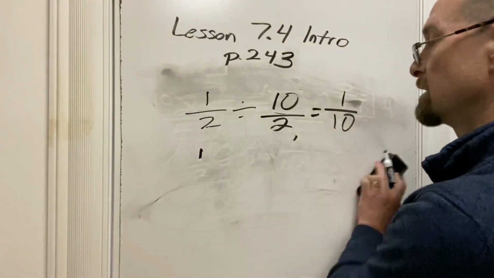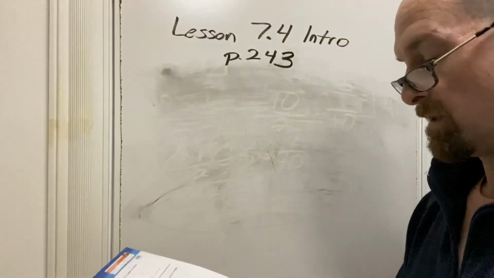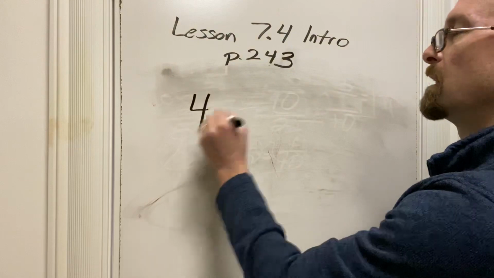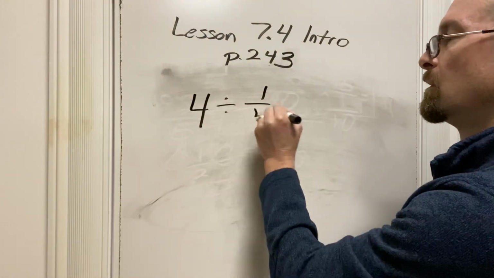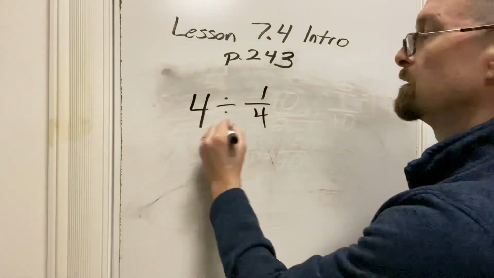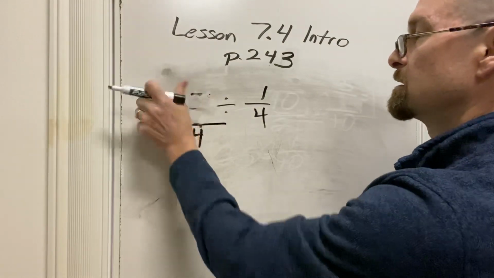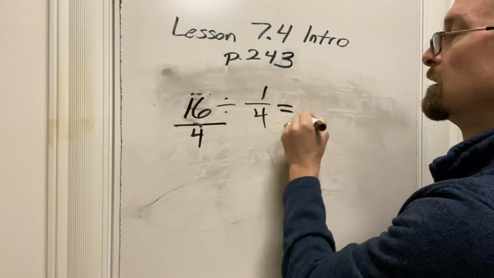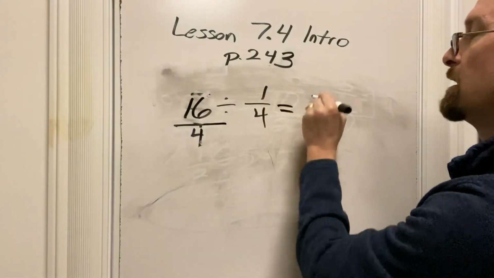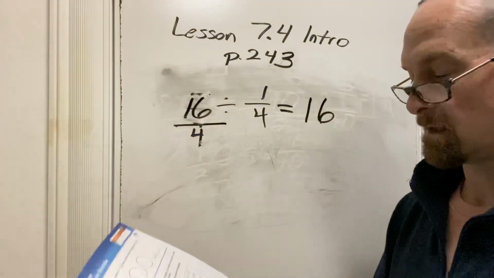All right, let's do the last one on the page, and then we're done with that page. We've got 4 divided by a fourth. Got to write this with a 4 in the denominators. Put the 4 there, which makes this a 16. Those go bye-bye. 16 divided by 1. That is your friend, the 16.